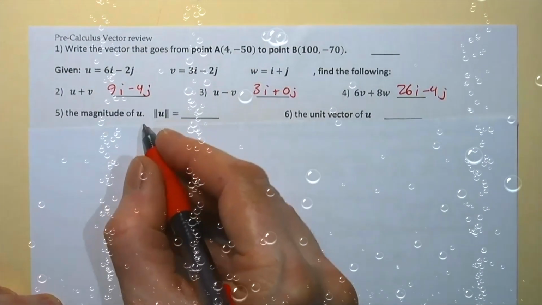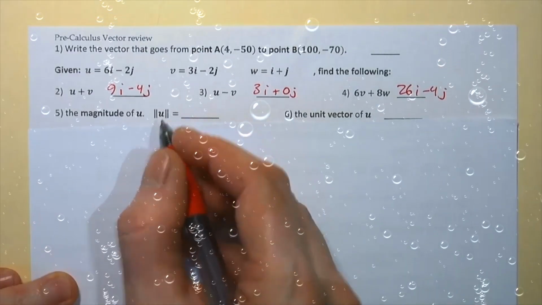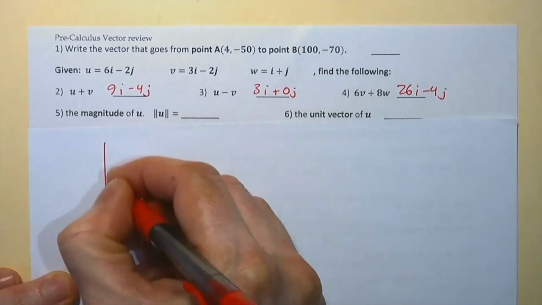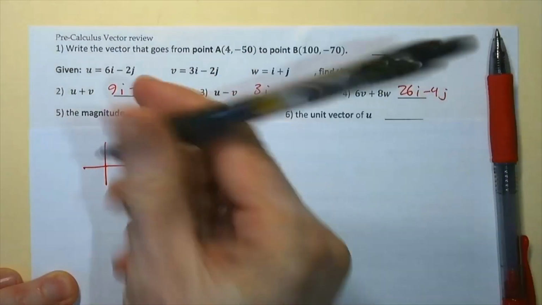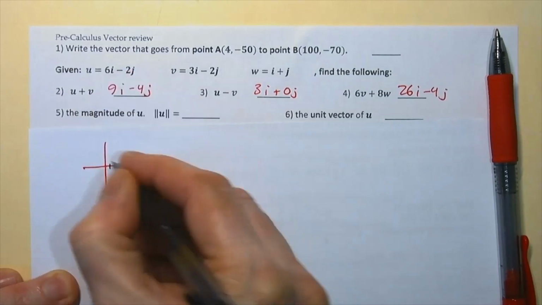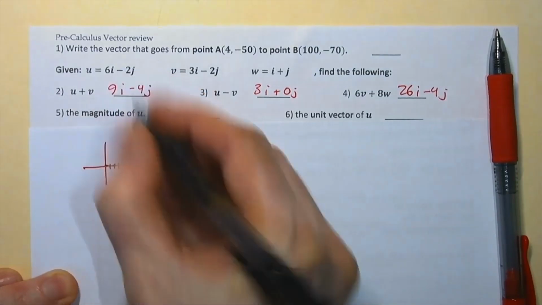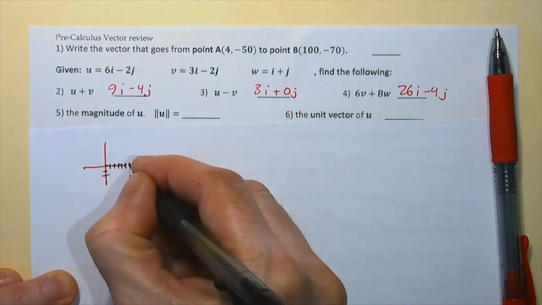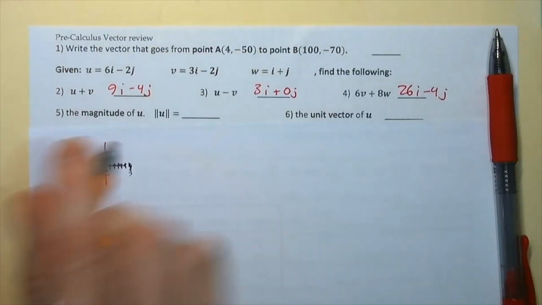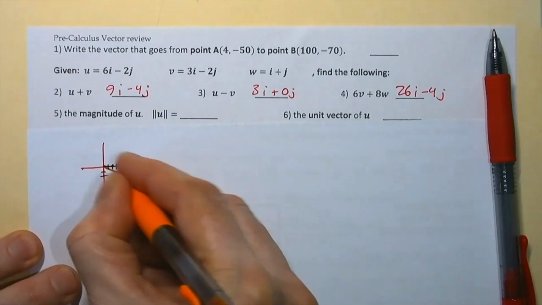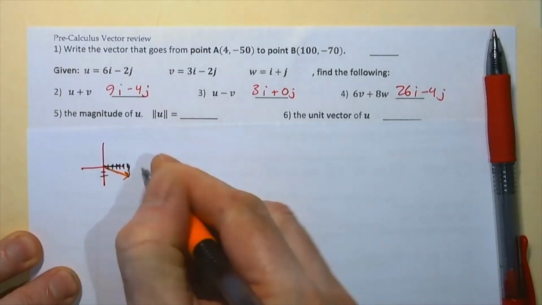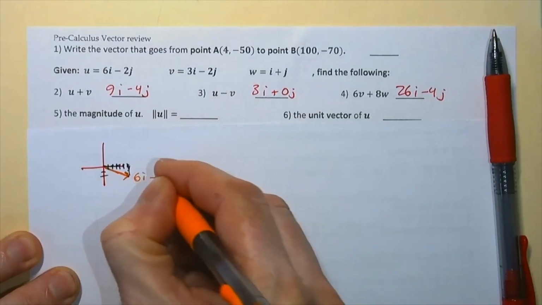Hey, the magnitude kind of looks like absolute value of U. So here's U. So that's just the distance. If you were to think about it, you don't have to graph it. Remember, this means over 6, that's like the X, down 2. So the actual result vector is this guy, over 6, down 2. That's him. 6I minus 2J.